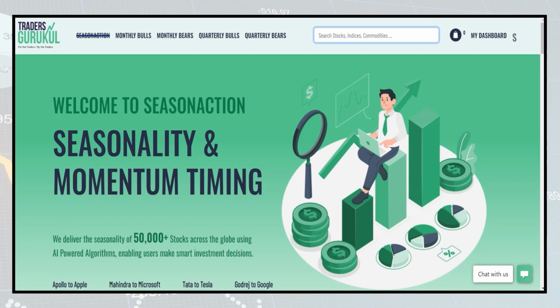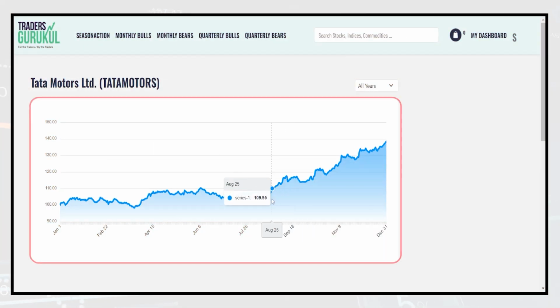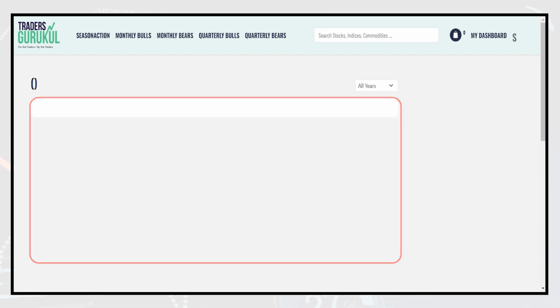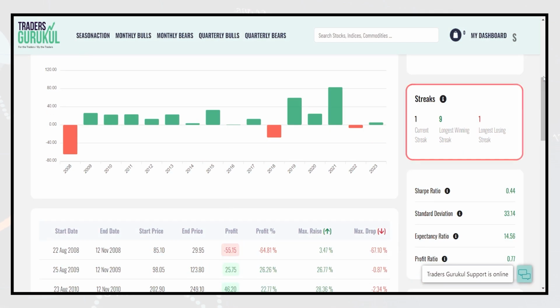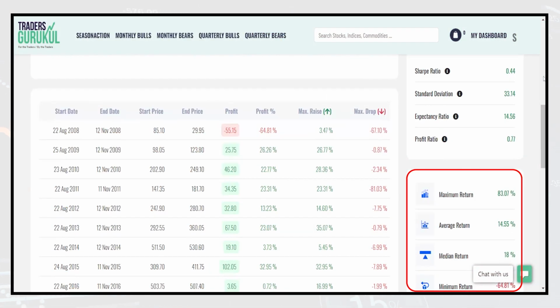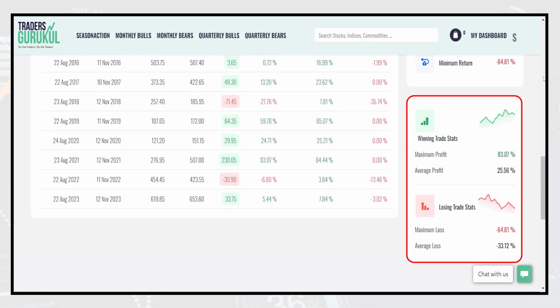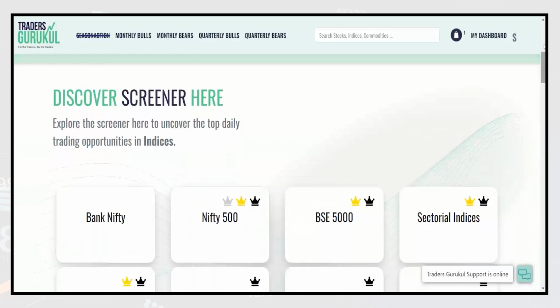Scenario 2, directly searching for stocks. Search directly for a stock, Forex, crypto, or commodity. Select the time frame from our AI-powered screener. Unlock pattern returns over previous years, winning and losing streaks, Sharpe ratio, profit ratio, maximum returns, and average returns with trade statistics.